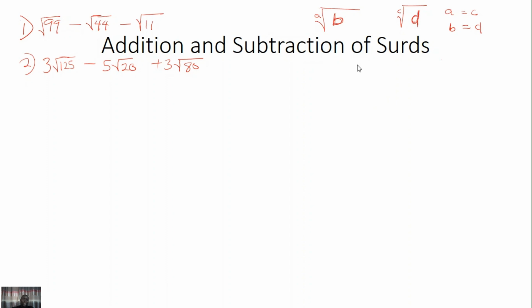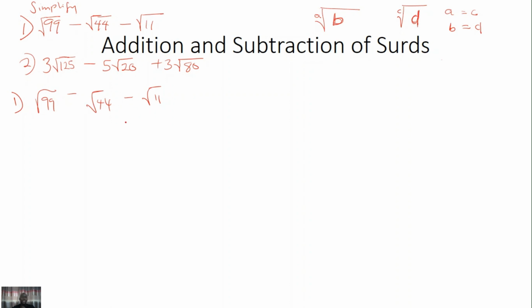Let's solve these exercises as example. We are to simplify these expressions, okay. Now let's start with number one. Number one, root of 99 minus root of 44 minus root of 11.